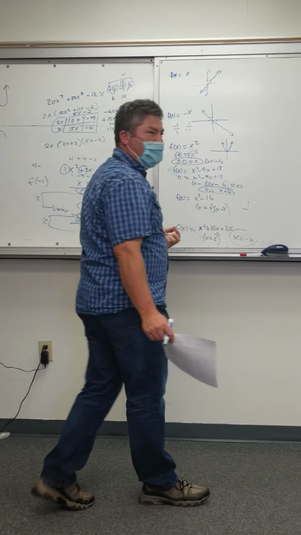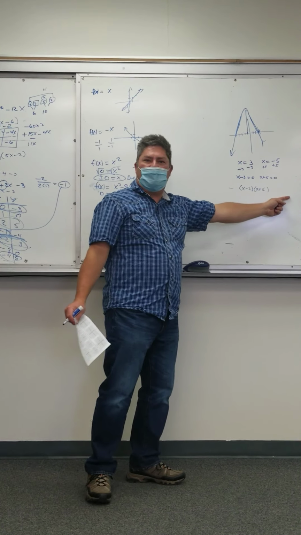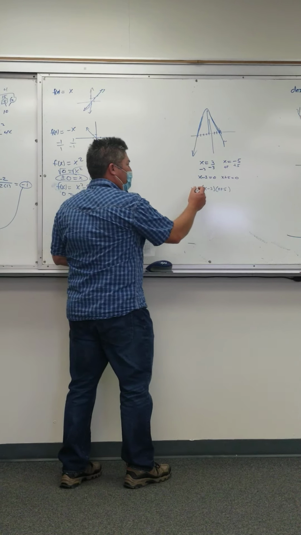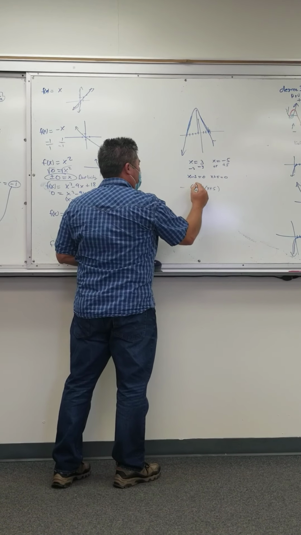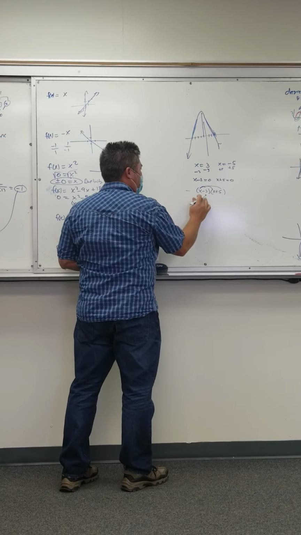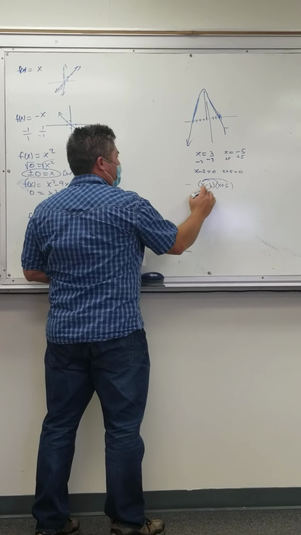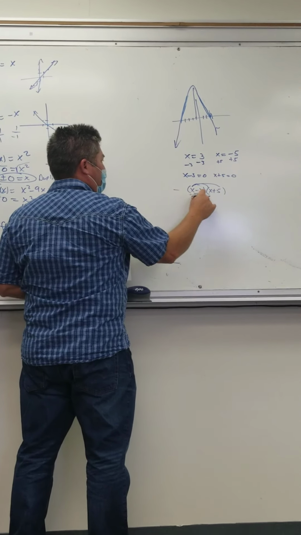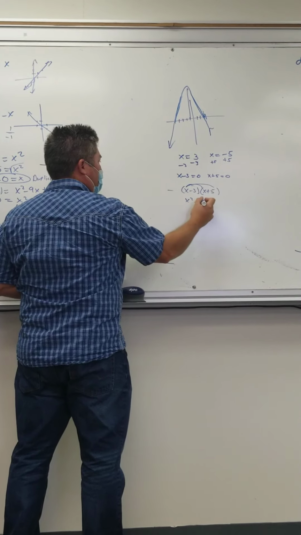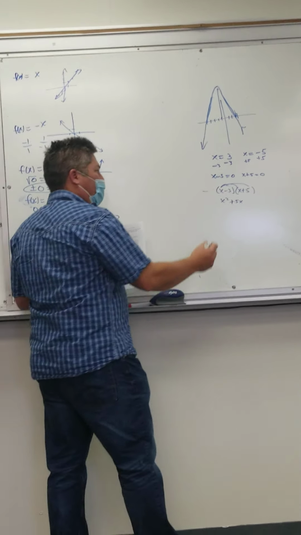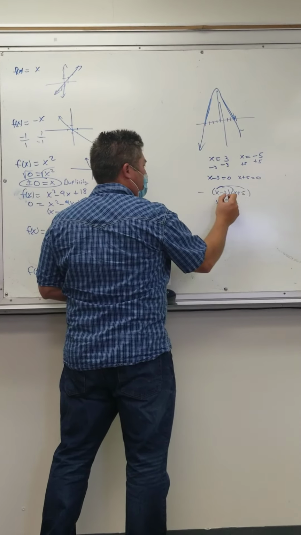Negative. Now I got to multiply it out. Can I multiply this out? Yeah, all I do is distribute. Okay, let's distribute here first. McKay, what will that give me? X squared plus 5x. Very good. Okay, and then Whitley, distribute the negative 3.